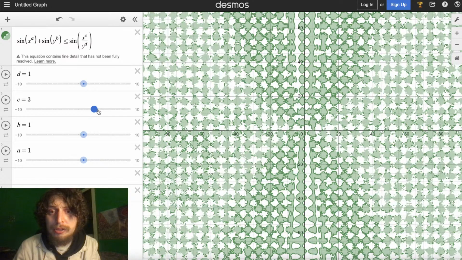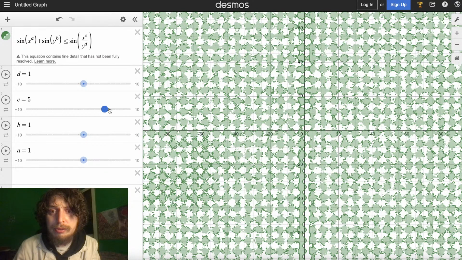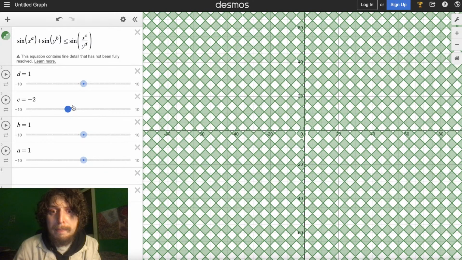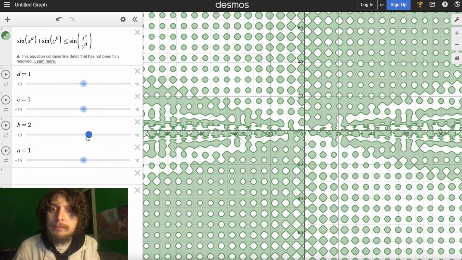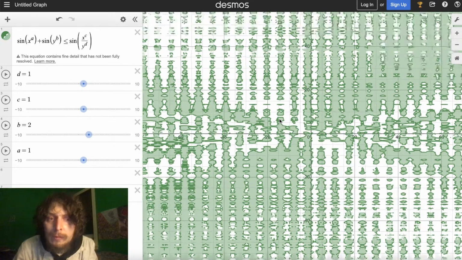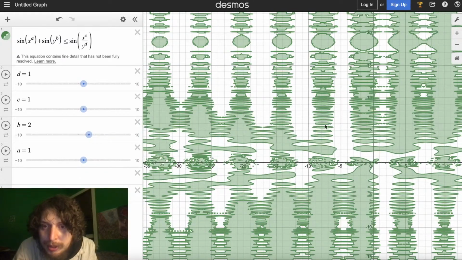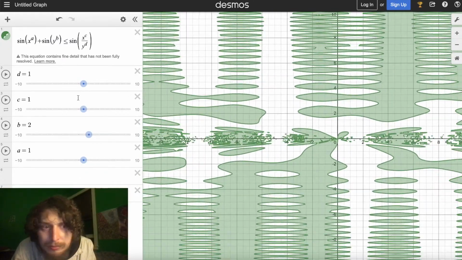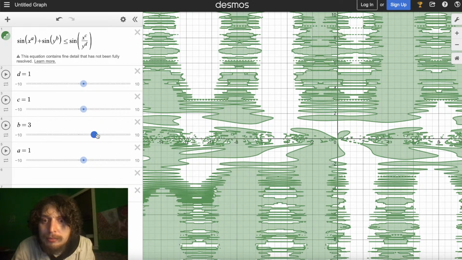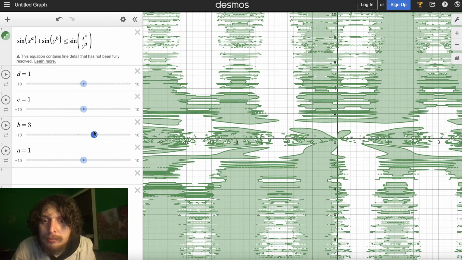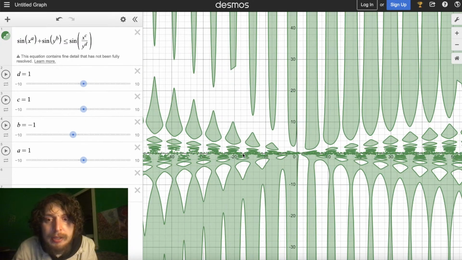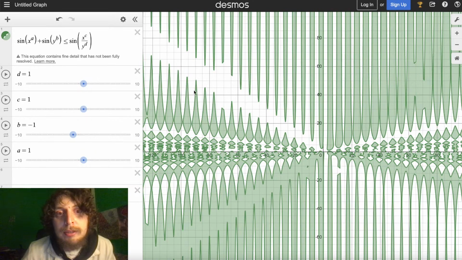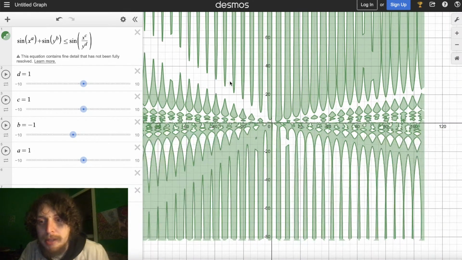Let's see. That changed things pretty weird. What's going on at these phases? That's interesting. Oh, stalactites and stalagmites.